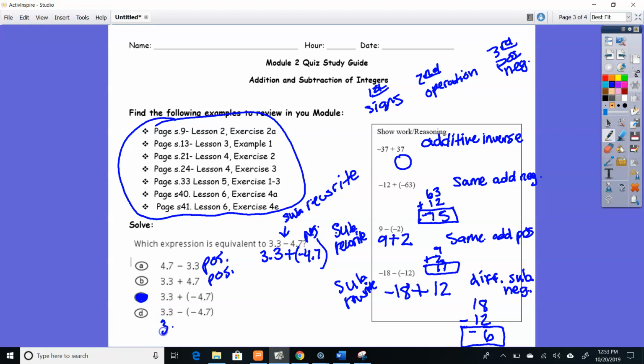And then this one, D, 3.3, subtraction, we change it to addition, adding the opposite. So again, it's a positive answer, and we should have been having a negative. So actually, D and B are the same problem. These two are equivalent.